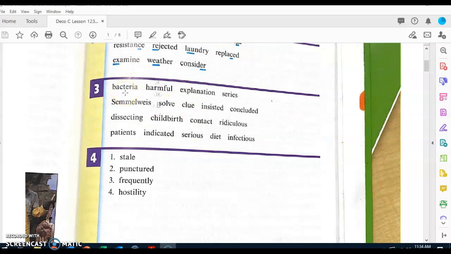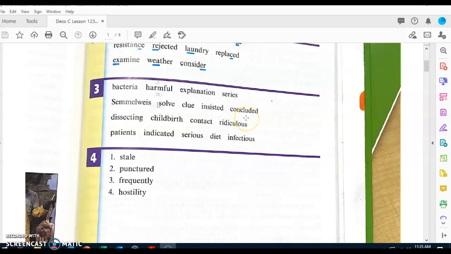Let's go ahead and look at part 3. First word. What word? Bacteria. Next word. What word? Harmful. Next word. What word? Explanation. Next word. What word? Series. Next word. What word? Semmelweis. Next word. What word? Solve. Next word. What word? Clue.